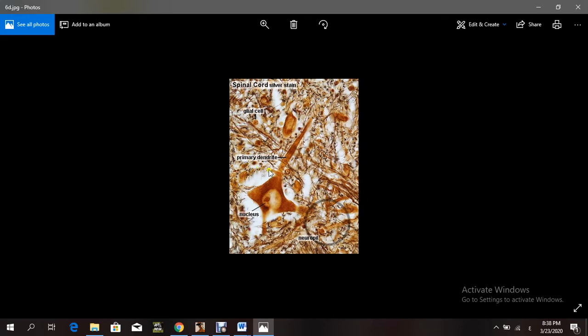Small cells are neuroglial cells. When we say neuroglial, it means the processes of the neurons.